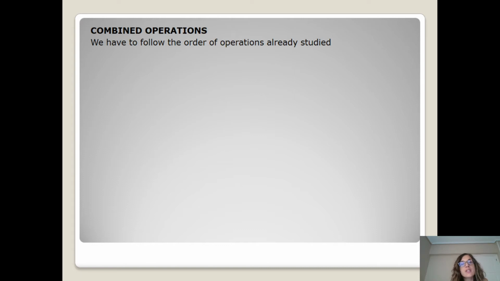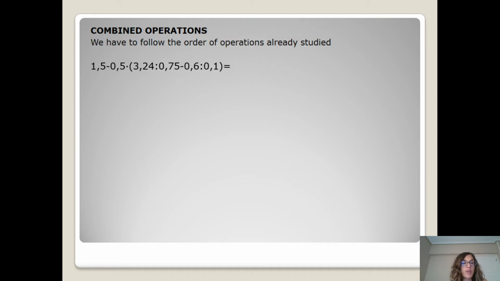Hello boys and girls, in this video we are going to learn how to carry out combining operations, but in this case with decimal numbers. It is quite easy because we just have to follow the other operations we already know, but in this case with decimal numbers. Here we have an example with decimal numbers.